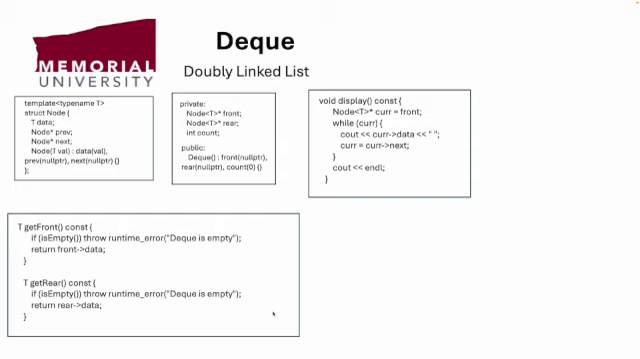Okay. Let's go through this. It's pretty straightforward. Get front, we just return the front value. Get rear, we just return the rear value. Display, just loop over to display all the values in the Deque. Okay, any question regarding the doubly linked list?